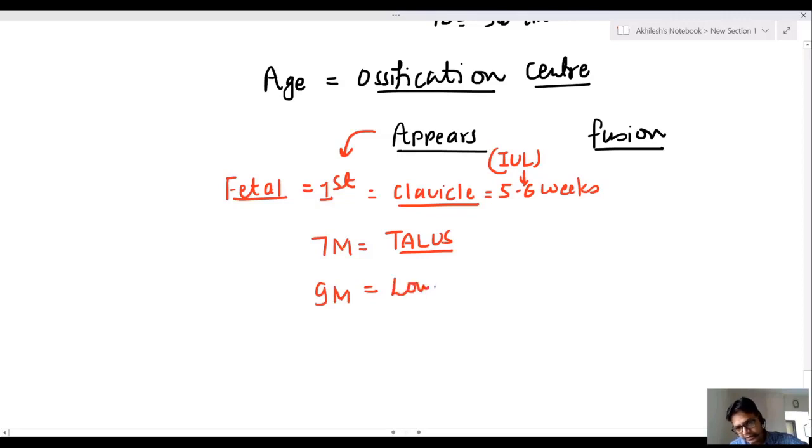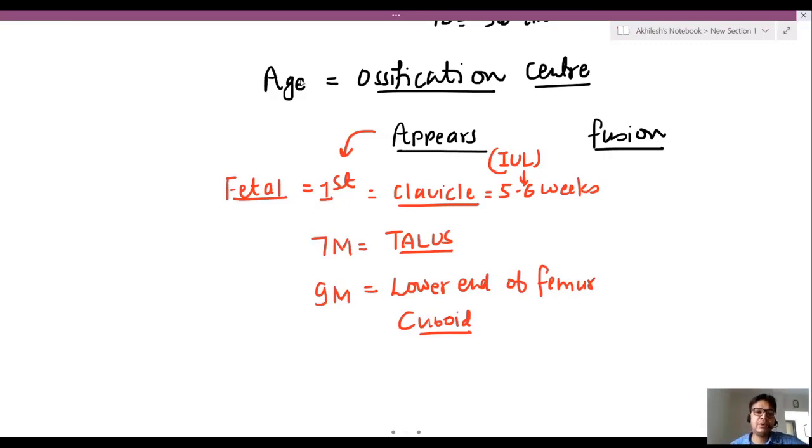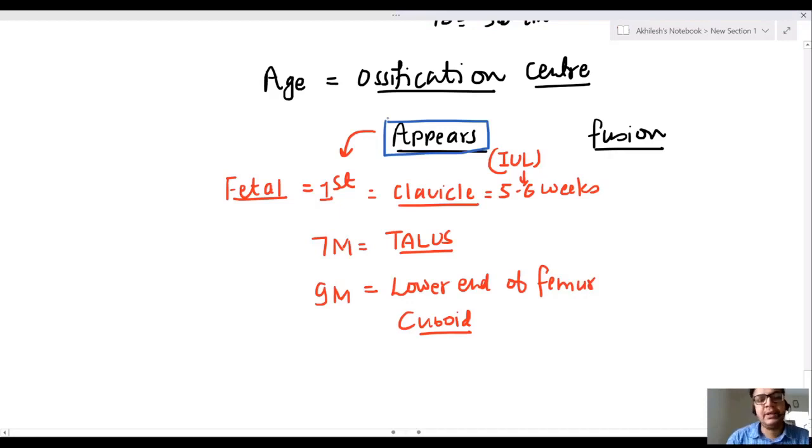At 9 months of age, the lower end of femur and the cuboid bone center appear. Doctor, again I am revising, my dear friend. I am talking about appearance. At this age, these centers appear. Now you can get a question: which is the first center that appears? Center of clavicle. These are all centers for intrauterine life.